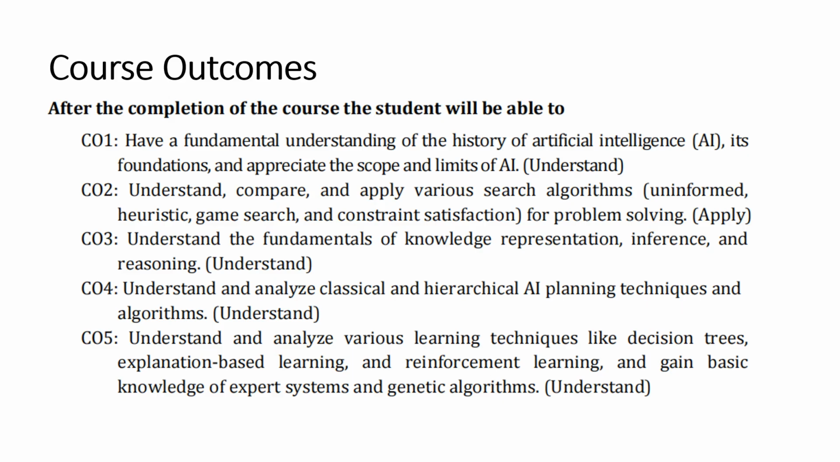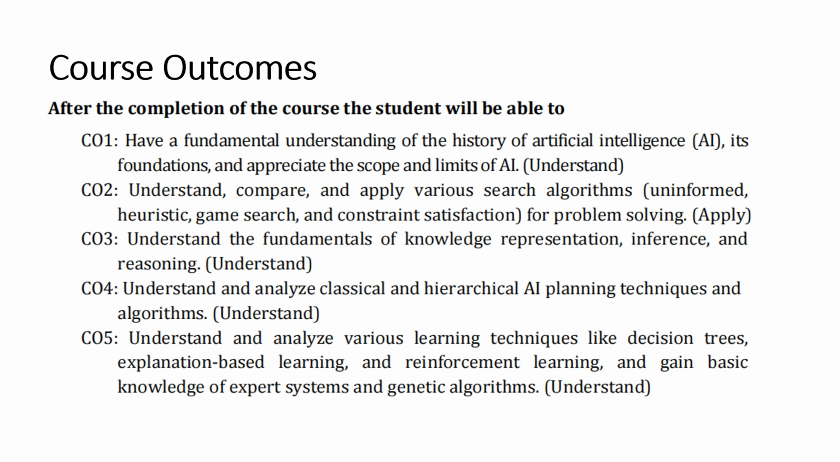And the fourth course outcome is AI planning techniques and algorithms. So students will be able to understand the concepts of planning in AI, analyze classical planning techniques, understand hierarchical planning approaches, and learn how AI systems plan a sequence of actions to achieve the goal. So this outcome helps the students to understand decision making and goal oriented behavior in AI.